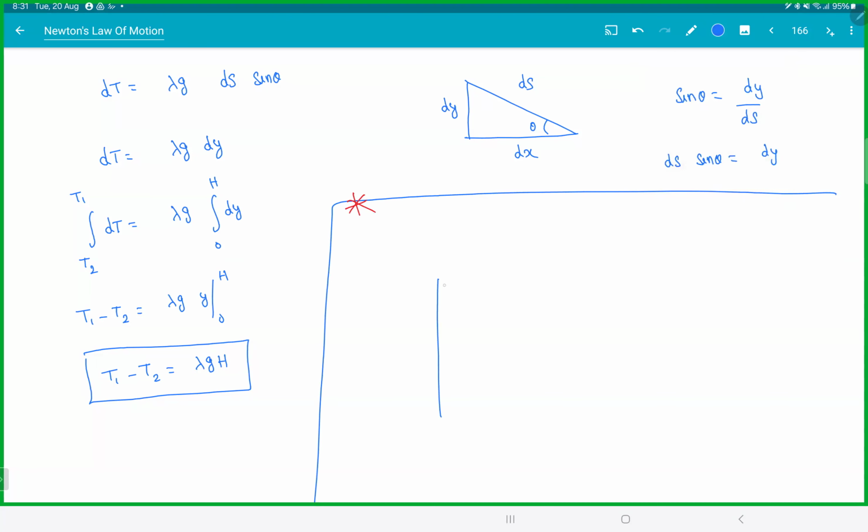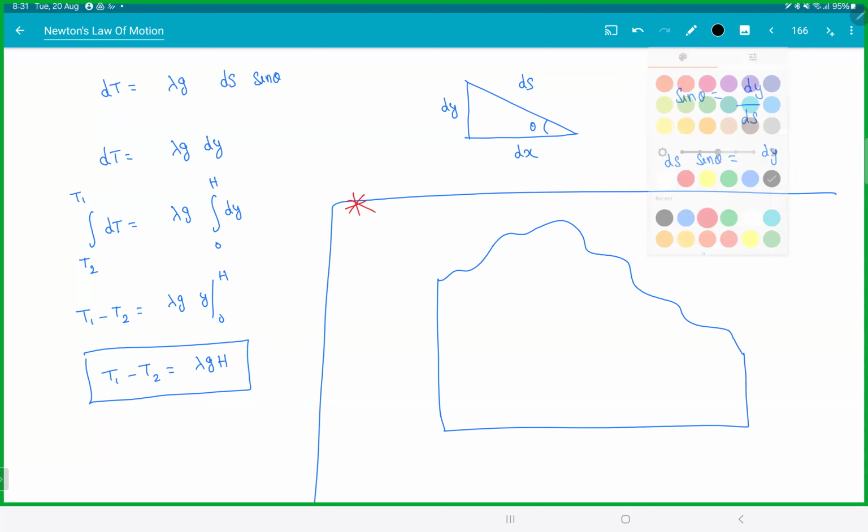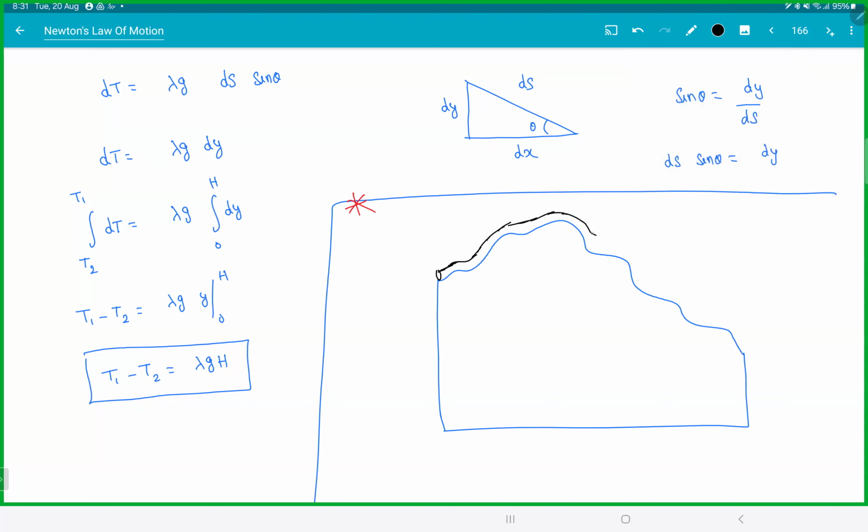Suppose you have something like this. And let's say you have a rope on this kind of surface. I didn't draw that properly. It's a uniform rope.